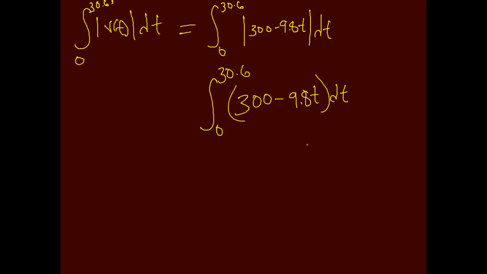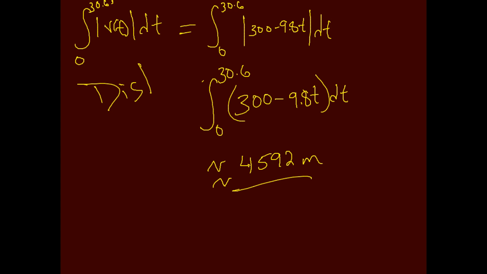And if you do the integration, I'm not going to do it all right here, but you're going to get approximately that same value of 4,592 meters. All right, so in this case, our distance and displacement is the same. Now, if we have a velocity function that changes sign within our interval, then this is the only way to find the distance. Because our velocity function didn't change within our time interval, we could use either technique.